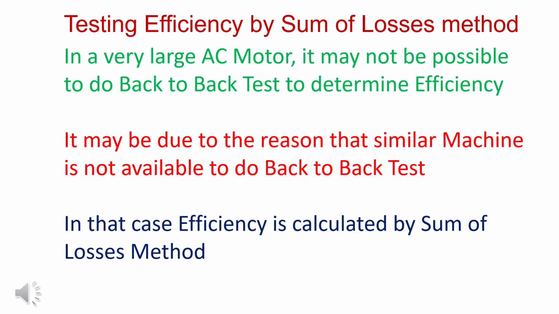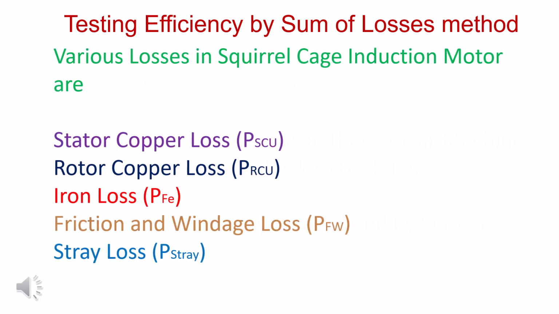In a very large AC motor, it may not be possible to do back-to-back tests to determine efficiency. It may be because a similar machine is not available to do the back-to-back test. In that case, efficiency is calculated by the sum of losses method. Various losses in a squirrel cage induction motor are stator copper loss, rotor copper loss, iron loss, friction and windage loss, and stray loss.